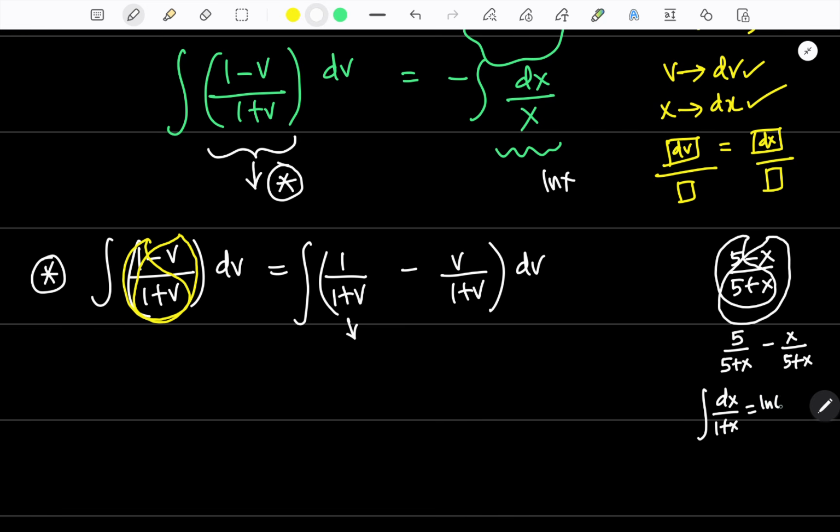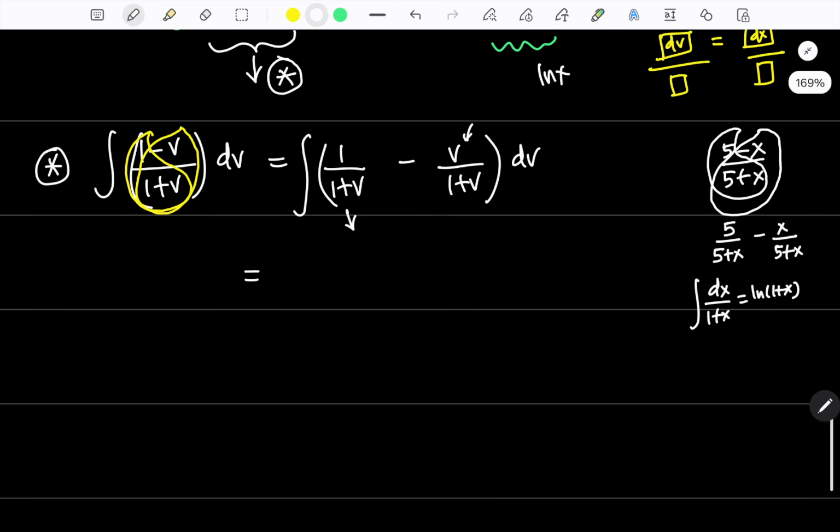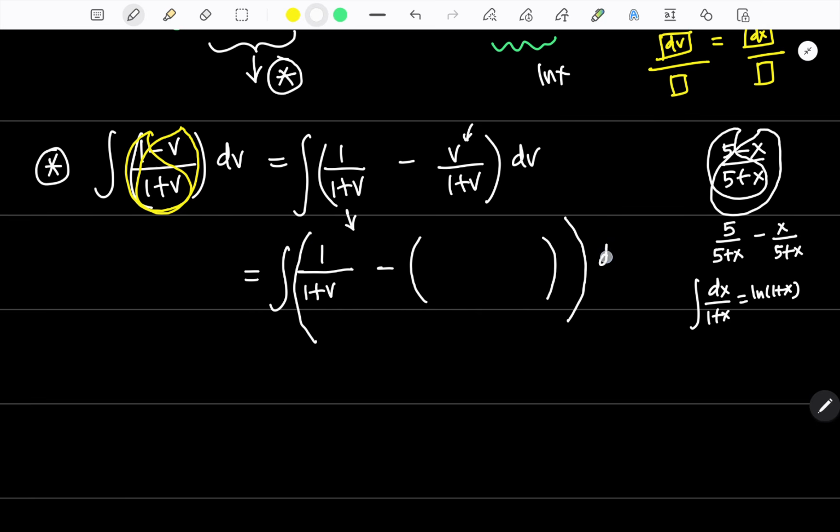At this stage this is very easy because the integral of dx divided by 1 plus x is what? We know it's ln 1 plus x, right? So this will be easily solved. But here it's very difficult. Again v is in the numerator, so it's complicated. Still we need to do some more adjustments. So 1 divided by 1 plus v I'm not touching, but here let me open the brackets, and close the bracket for the whole thing, into dv.